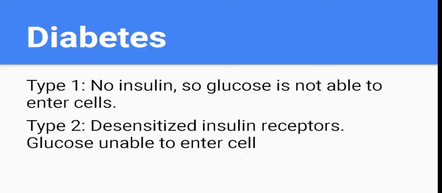Diabetes, type 1, type 2. Type 1, no insulin, so glucose is not able to enter cells. Type 2, they have desensitized insulin receptors, so glucose is not able to enter the cell.